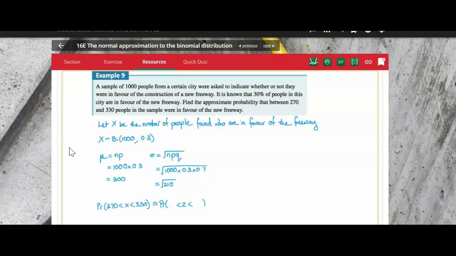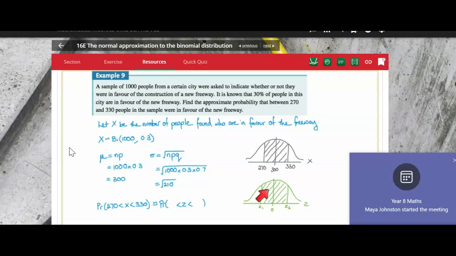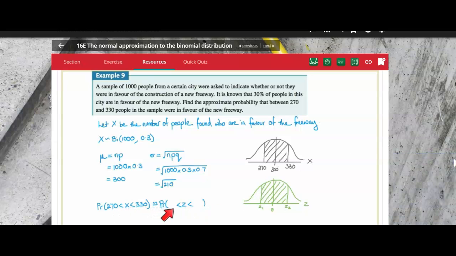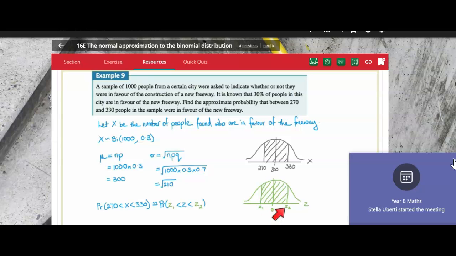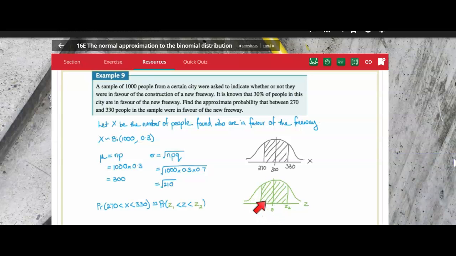Knowing that the normal distribution is quite similar to the binomial distribution, we can say that if X is between 270 and 330 on the binomial distribution, when we transform that into the normal distribution, this probability in here will be the same. So this probability is equal to the probability that Z is greater than z1 and less than z2. You can call these values whatever you like. It's just an idea that we've got two unknowns down here, but we want these probabilities to be the same.